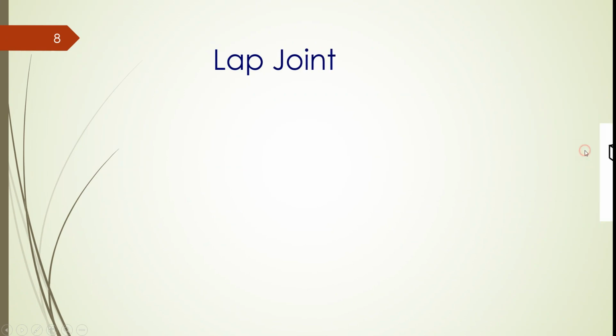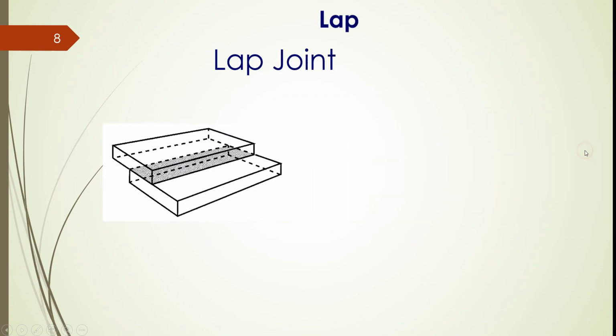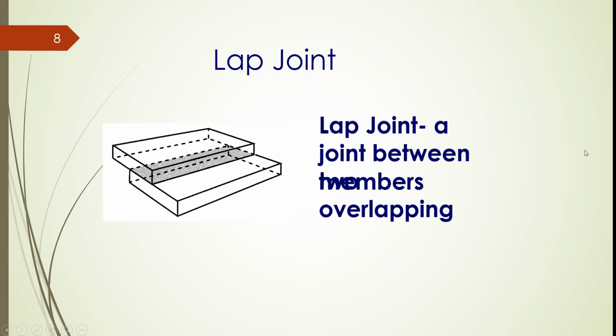And next is the lap joint. So a lap joint, a joint between two overlapping members. So this is the overlapping members, and the joint is made between these two overlapping members.